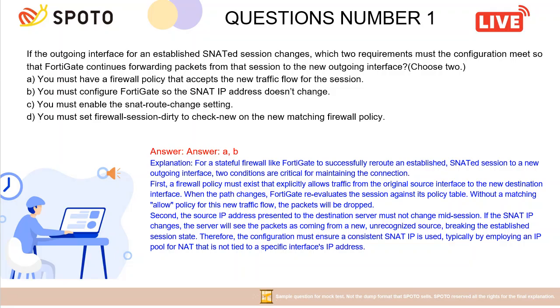Second, the source IP address presented to the destination server must not change mid-session. If the SNAT IP changes, the server will see the packets as coming from a new, unrecognized source, breaking the established session state. Therefore, the configuration must ensure a consistent SNAT IP is used, typically by employing an IP pool for NAT that is not tied to a specific interface's IP address.